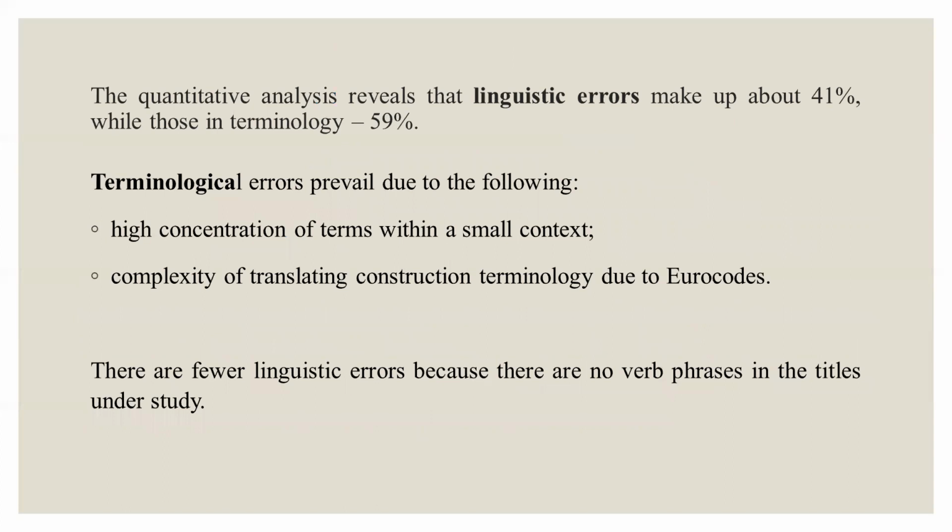The quantitative analysis reveals that linguistic errors make up about 41%, while those in terminology, 59%. Terminological errors prevail due to the following: high concentration of terms within a small context, complexity of translating construction terminology due to Eurocodes. There are fewer linguistic errors because there are no verb phrases in the titles under study.